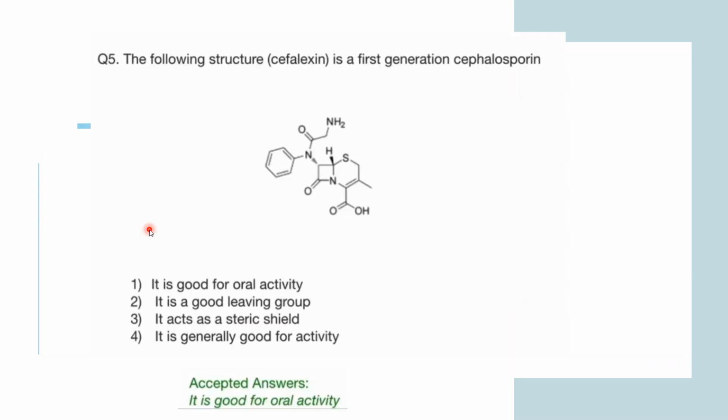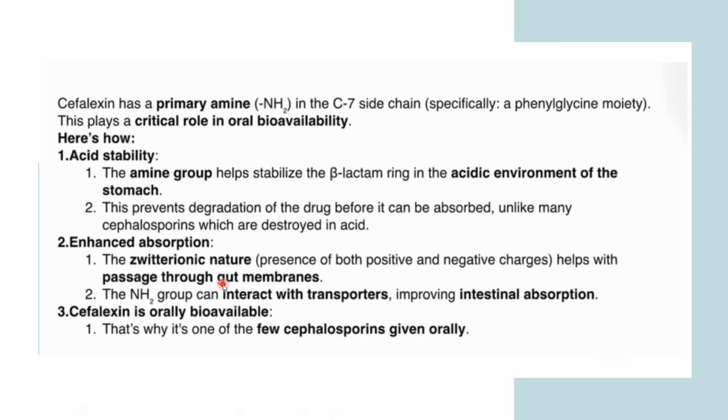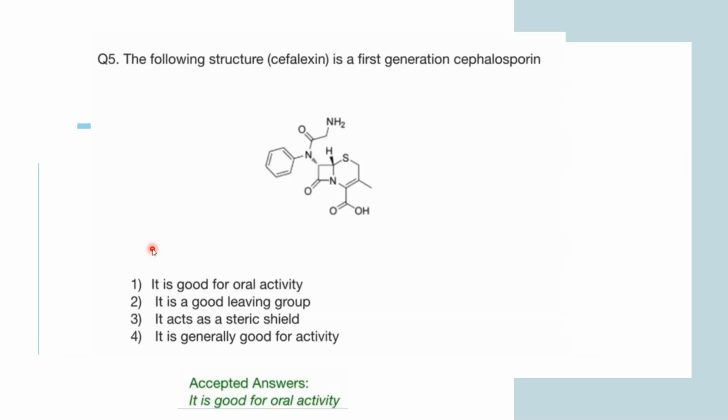Okay, so it is given orally, that is, it has good oral activity. Among these four options, the correct answer is having good oral activity because of the presence of this amine group, which improves the stability of the molecule in acidic conditions. Basically, acidic condition is in our stomach, so it will stabilize that drug in our stomach. It doesn't get metabolized. Then after the stability, absorption is very good because of the zwitterionic nature. So that is why it is a good medicine to be given orally.